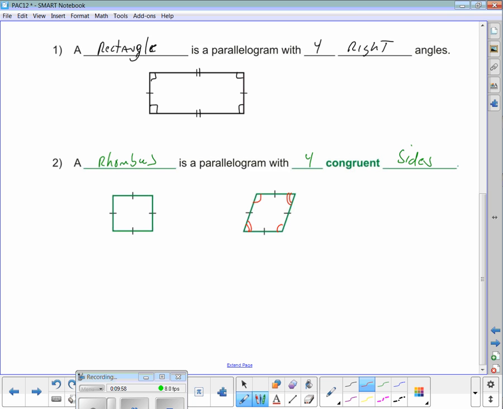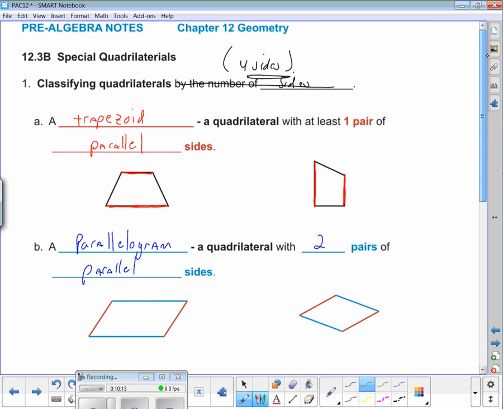If you get to a square, all four are congruent, right? So again, I'm going to mark my right angles in on my square. Okay? Any questions on our shapes? So let me recap real quickly.